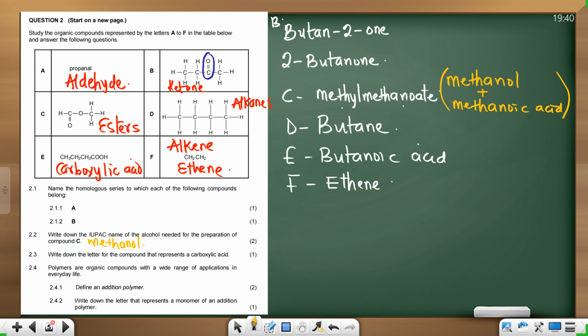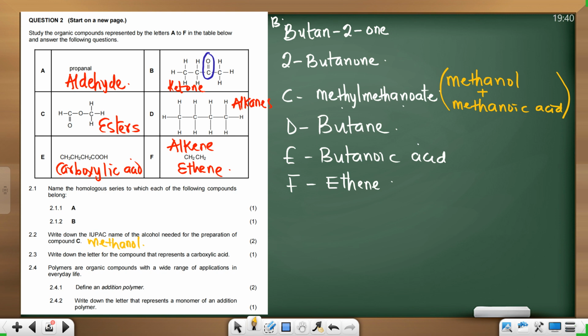Okay. Polymers. All right. Although polymers, I think polymers are scratched. But we'll answer this question, guys. I don't know if you guys did polymer. Polymers are organic compounds with a wide range of applications in everyday life. Define an addition polymer. I'm sure you have your exam guidelines. You'd get all the definitions. But a polymer is formed from a monomer. So a polymer is an organic compound that is formed from small unit monomers.